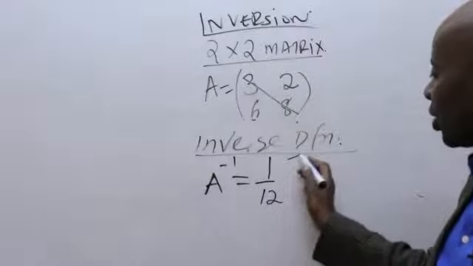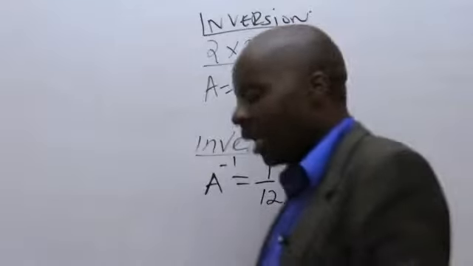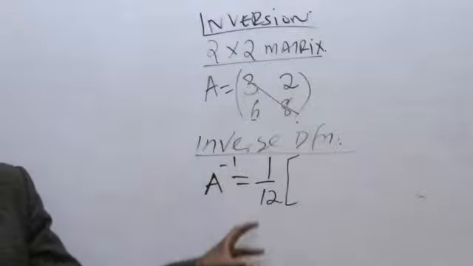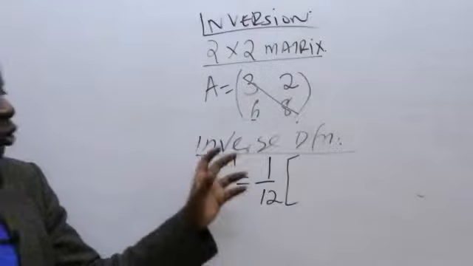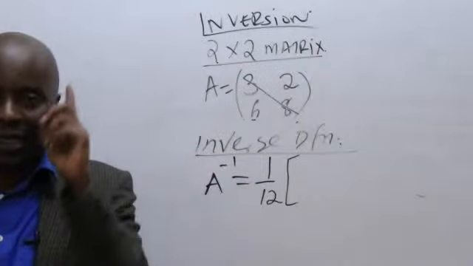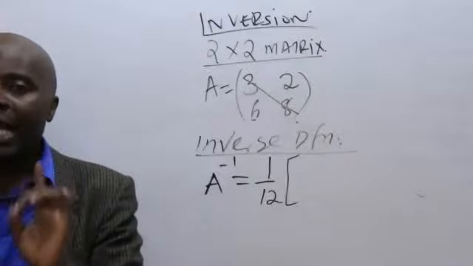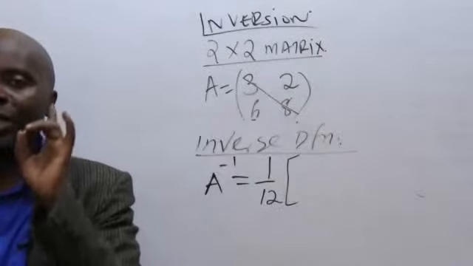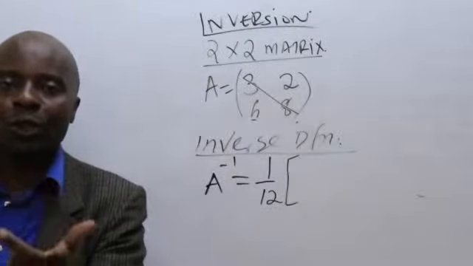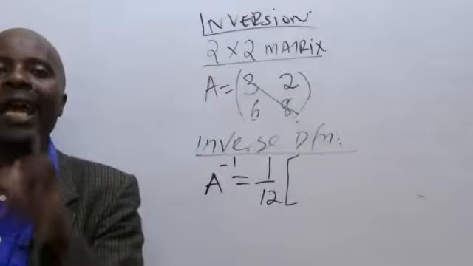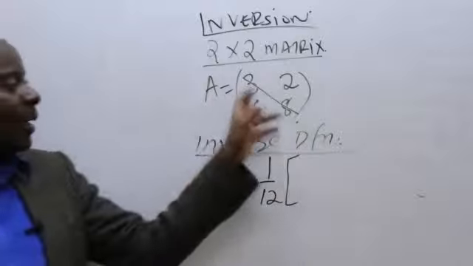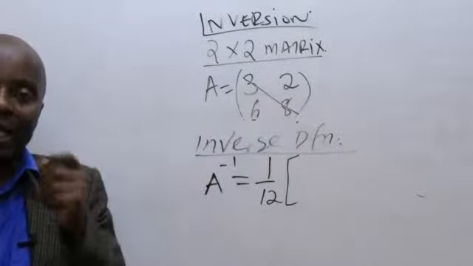Here I would want to really stress something: anytime you want to find an inverse, you start by writing 1 over the determinant into brackets. What do we do in brackets? Inside the brackets, the very first thing that I will never forget, we shall always swap the primary elements. You always exchange them. You swap.